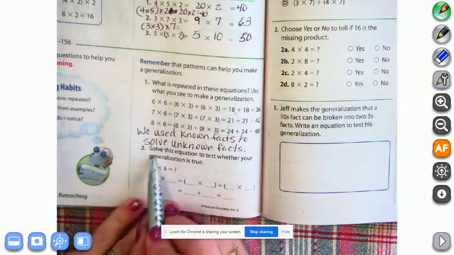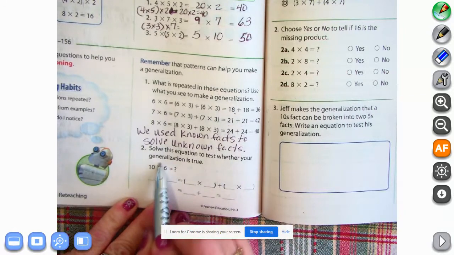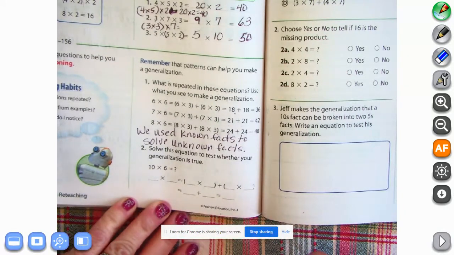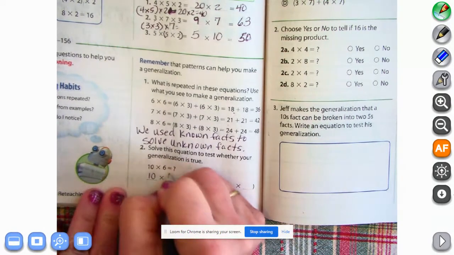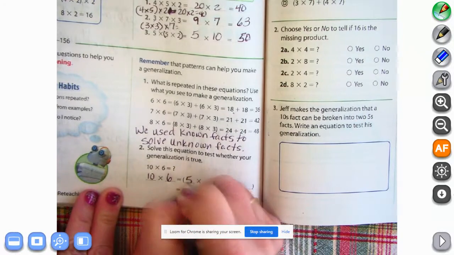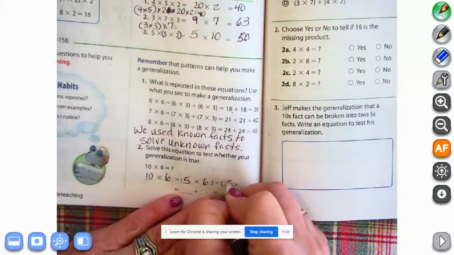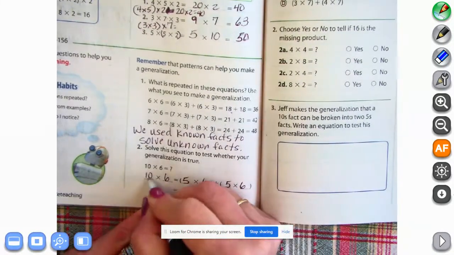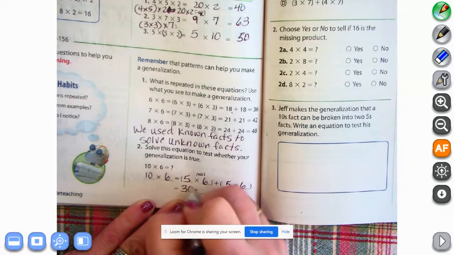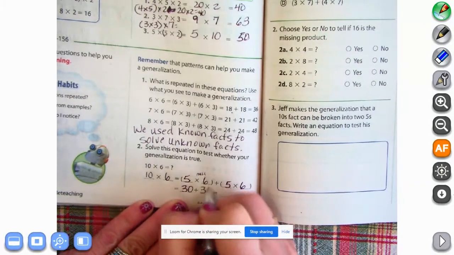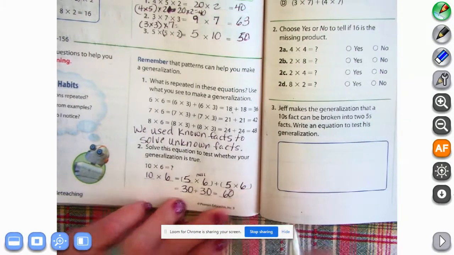Number 2 says, solve this equation to test whether your generalization is true. Okay, 10 times 6 is equal to 5 times 6 and 5 times 6, because we know 5s, we can skip count by 5 easy. 5, 10, 15, 20, 25, 30. 30 plus 30 equals 60.